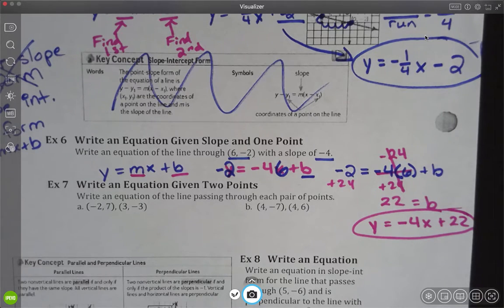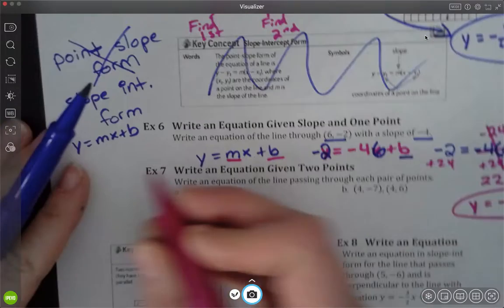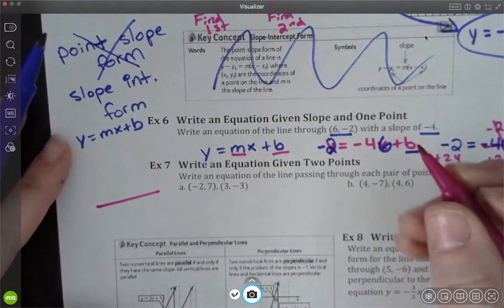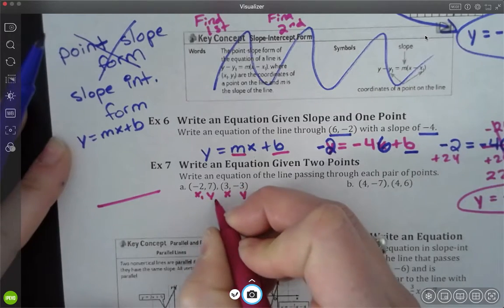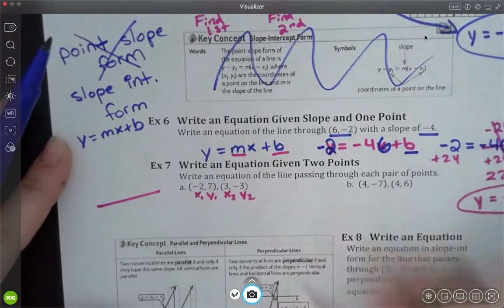They don't give you the slope. But it's easy to find the slope between those two points, right? So we're going to do y2 minus y1 over x2 minus x1. So this is x, this is y, this is x, this is y. This is my first x, first y, second x, second y, yeah?